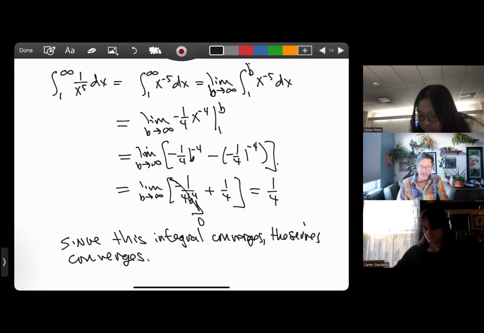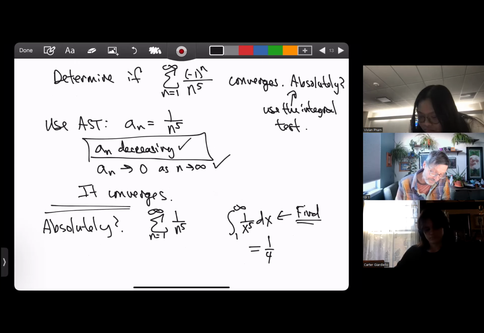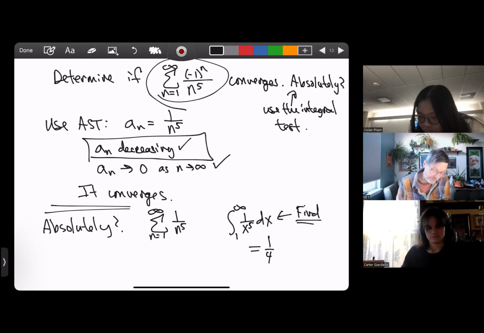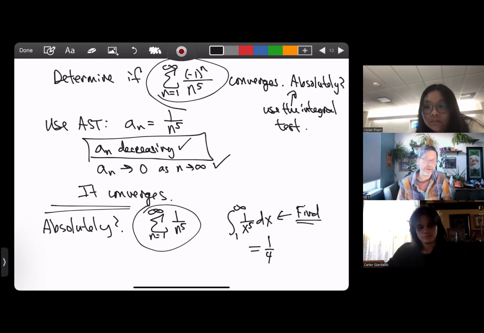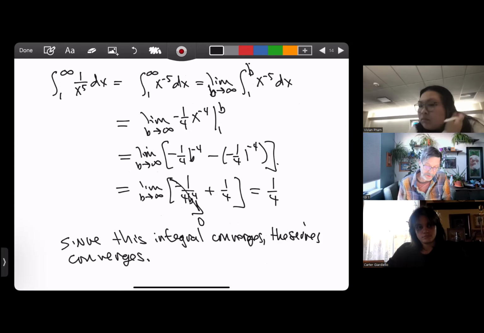And so that original series that we had, this alternating series, when we looked at the absolute value, that converged. So this is absolute convergence, not conditional. Maybe we can take a look at another one here, to just see another side of this. The series converges absolutely. Let's actually put that in there.